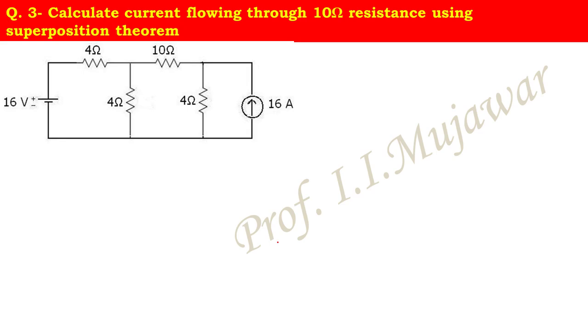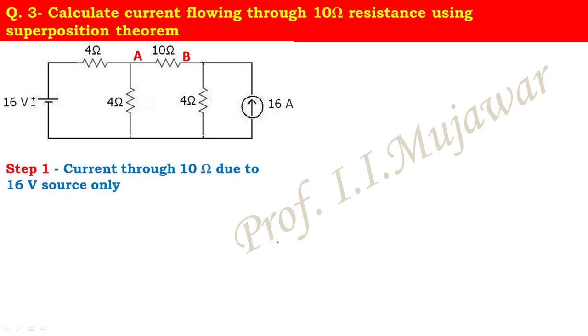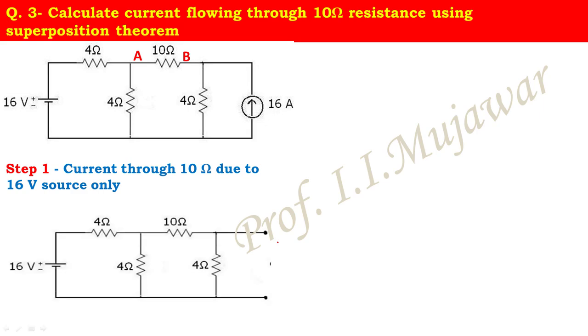Problem statement is calculate current flowing through 10 ohm resistance using superposition theorem. So let us mark the terminals as A and B. The first step, calculating the current through 10 ohm resistance due to 16 volt source only. That means here 16 ampere source, since it is the current source, must be kept open. Now we have to calculate current flowing through this 10 ohm resistance. Okay, that means here the terminals are A and B.